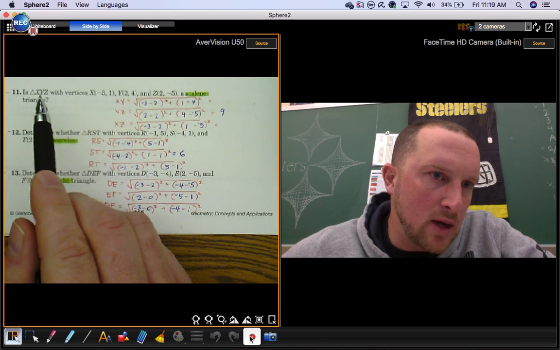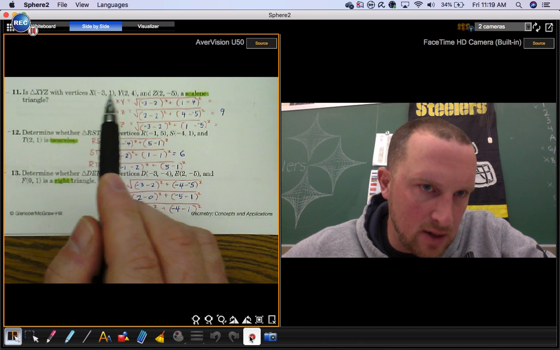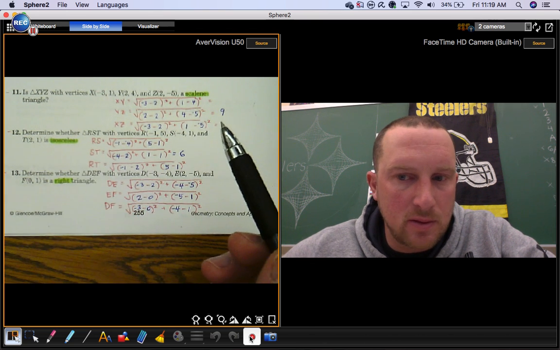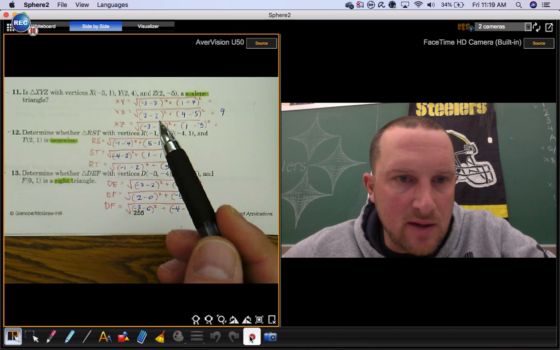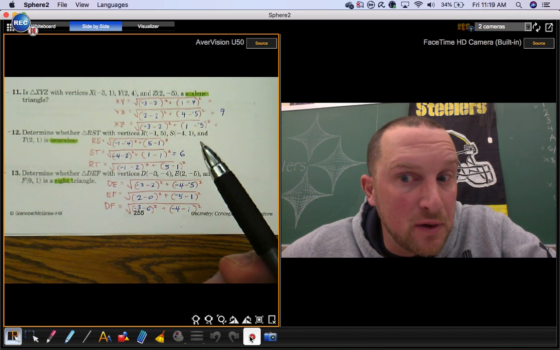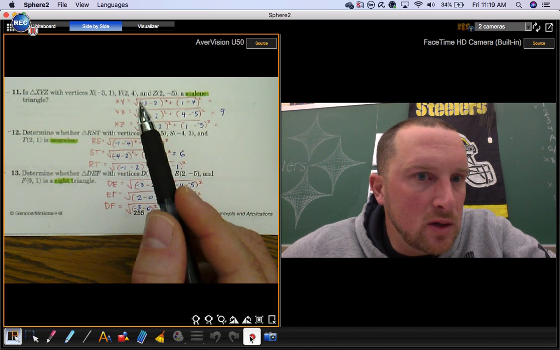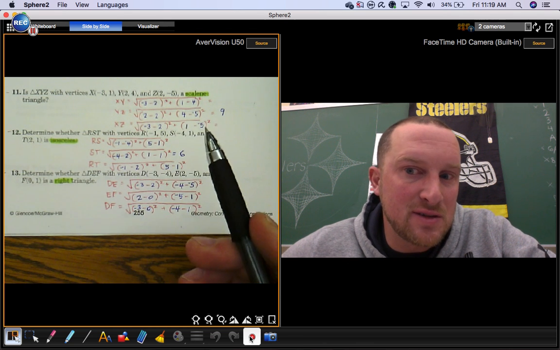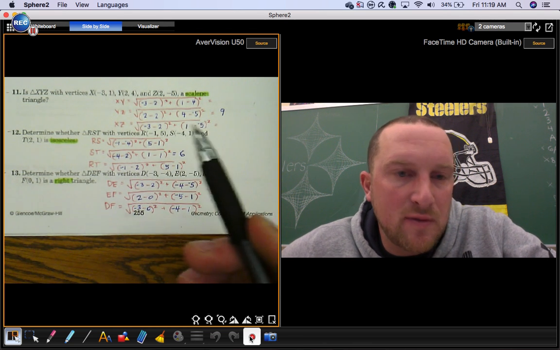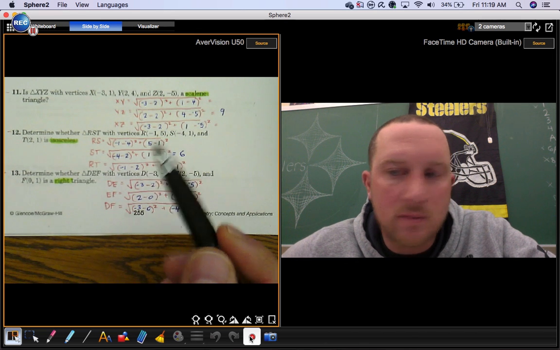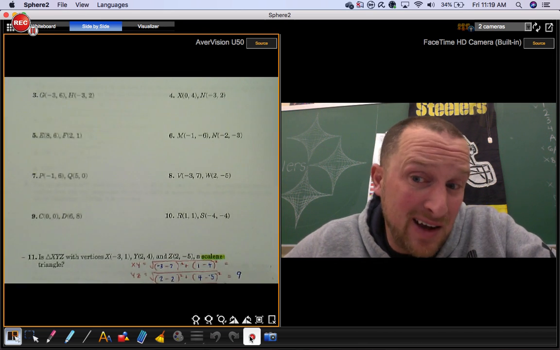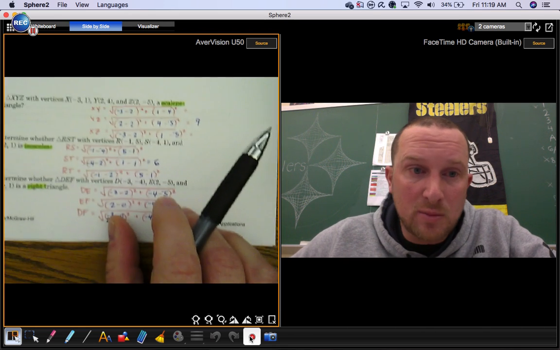Is triangle XYZ with vertices X, Y, and Z given, is that a scalene triangle? Well, scalene triangles have 3 side lengths that are all different. So what you need to do is use your distance formula 3 different times to find the lengths of those segments, and then compare them. If they're all different, then it's definitely scalene. Okay? So you're basically doing a very easy problem like one of these, but you're doing it 3 times in one problem. So it's a little bit time consuming.